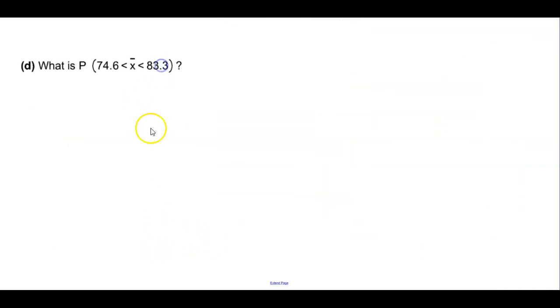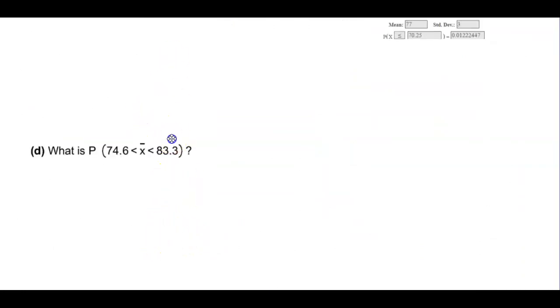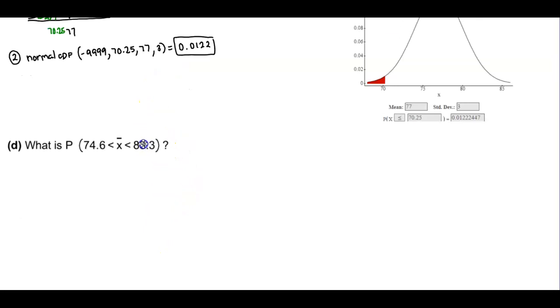Let's take a look at part D. The last one here is to figure out the probability that the sample mean is between 74.6 and 83.3. Let's draw a picture to see what that looks like. We have our bell curve, and the mean is 77, and we want to find the area that's between 74.6 and 83.3.